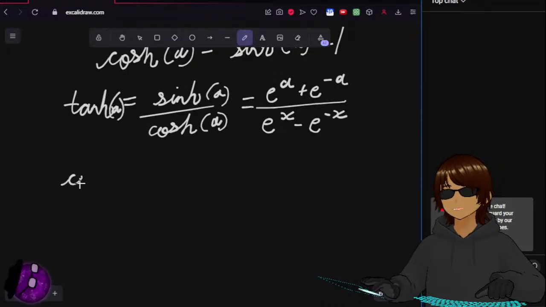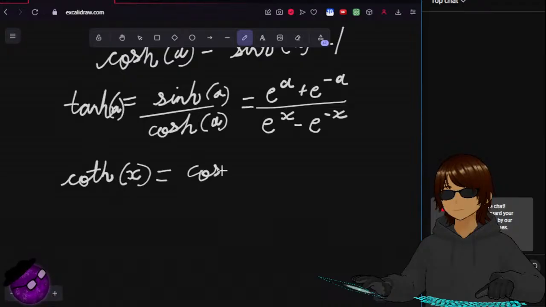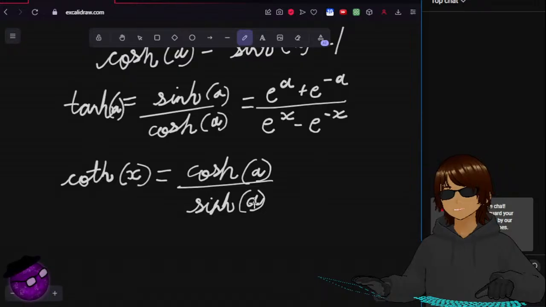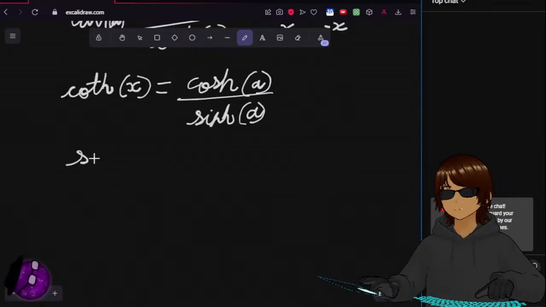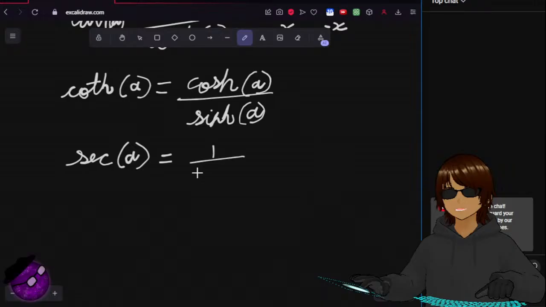And then cotangent h is like these two flipped. And then secant, this should be, I think 1 over cos h, and then cosecant is 1 over sine.